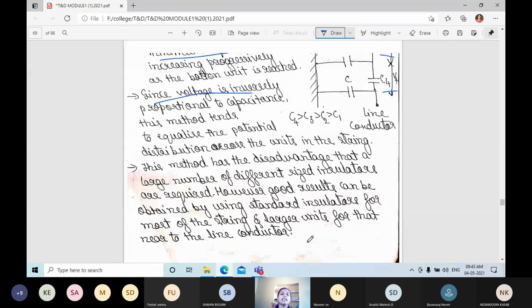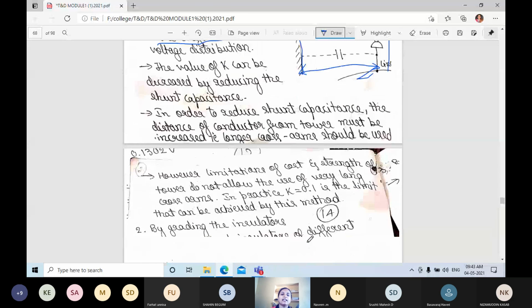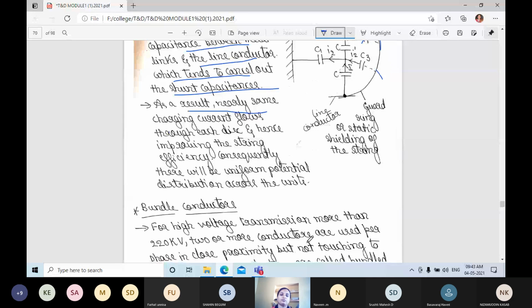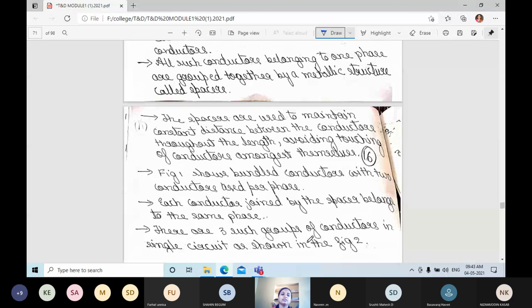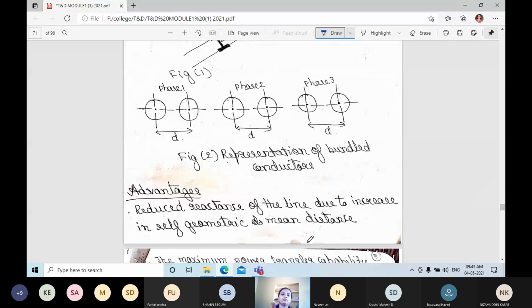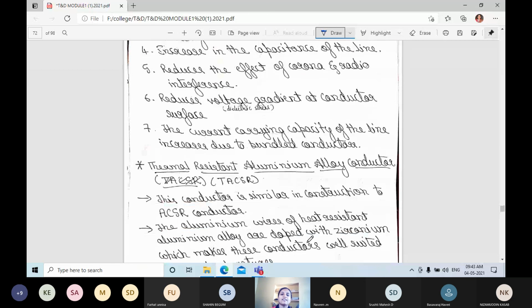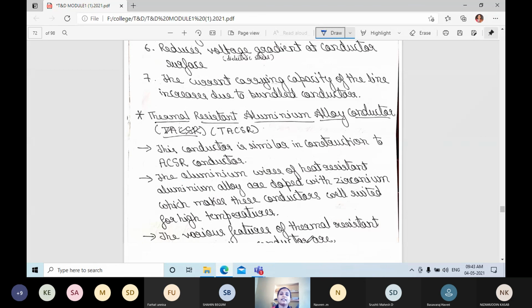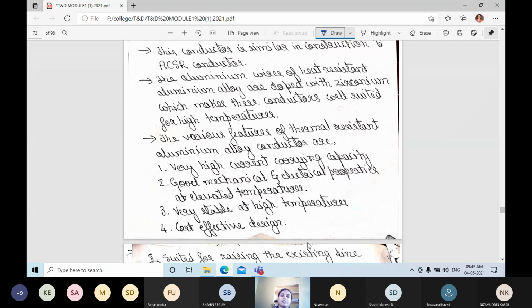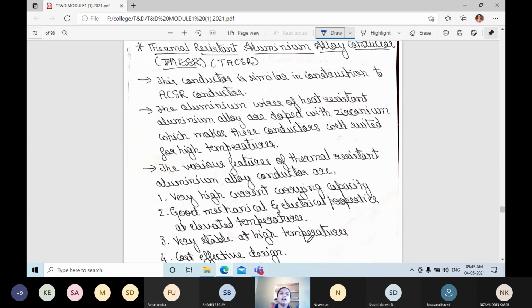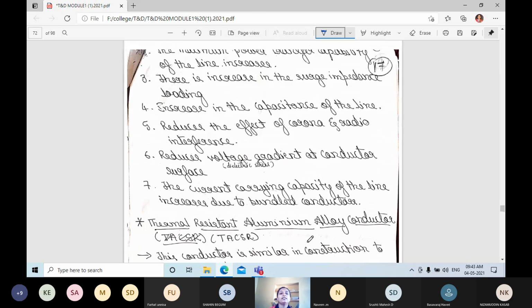In the next class we shall discuss the bundle conductor and types of conductor, that is, thermal resistant aluminum alloy conductor. Different types of conductors are available. We shall read about them in the next class.